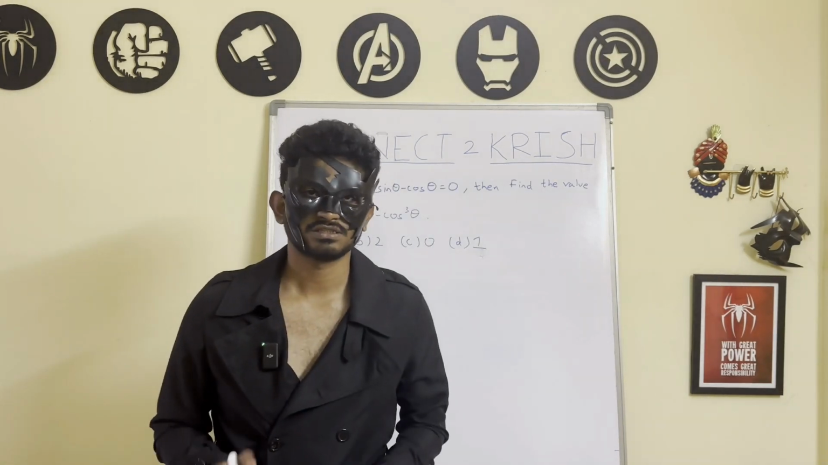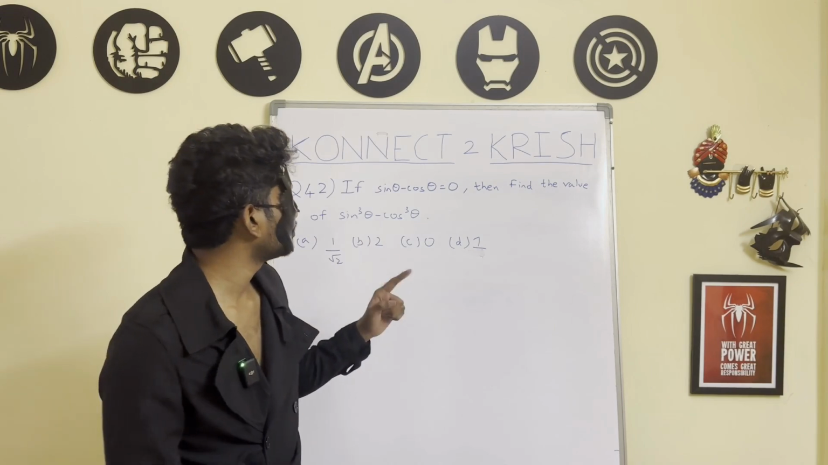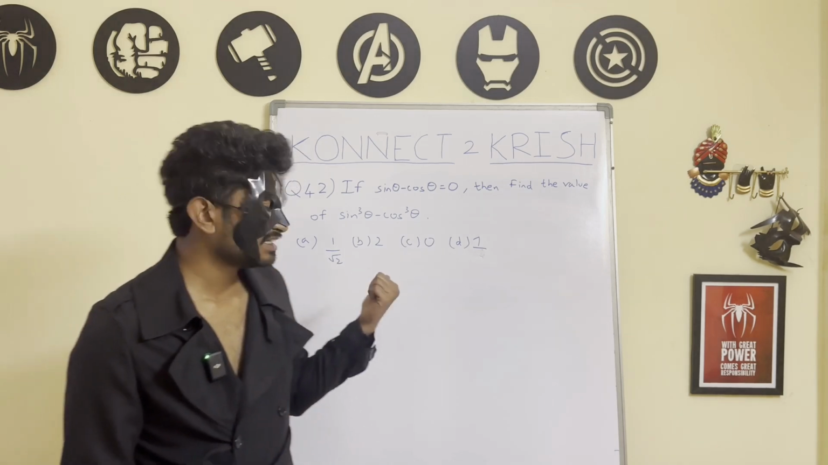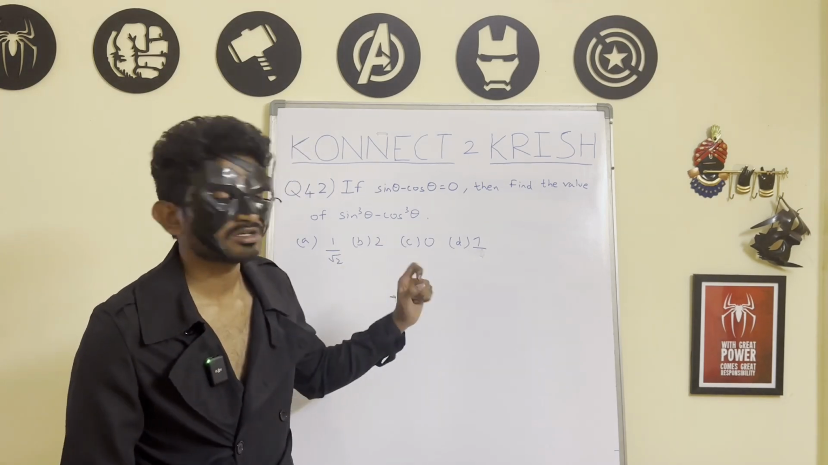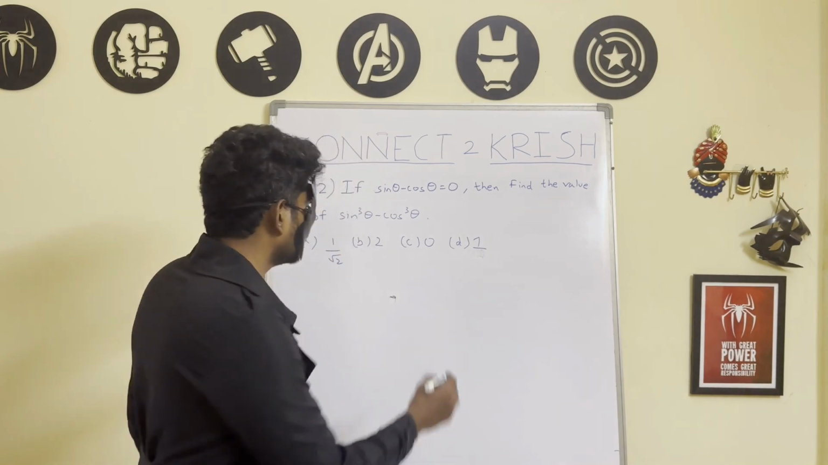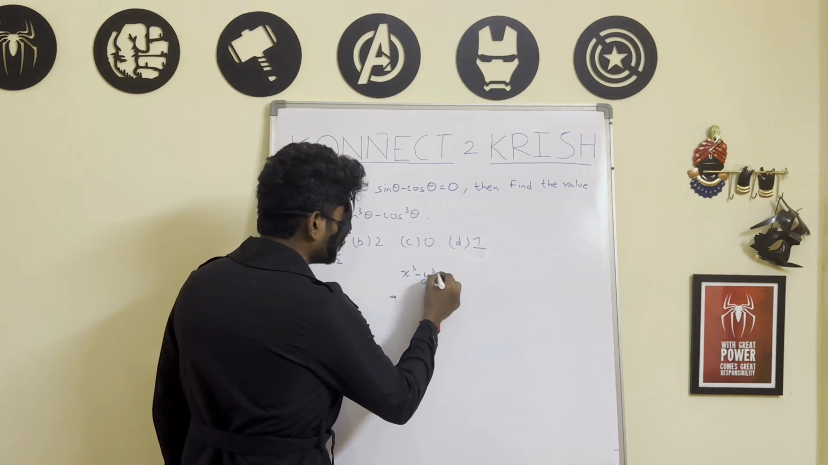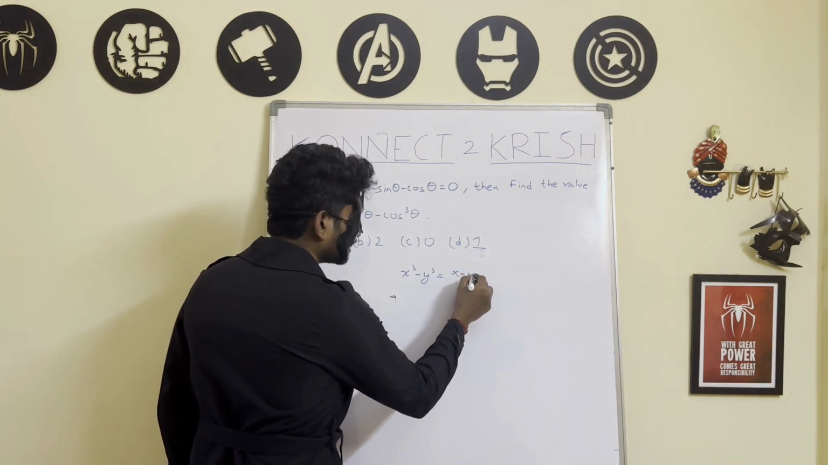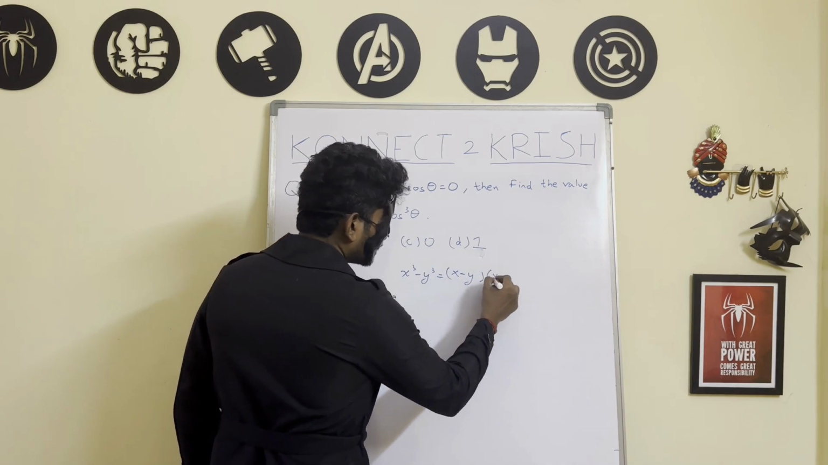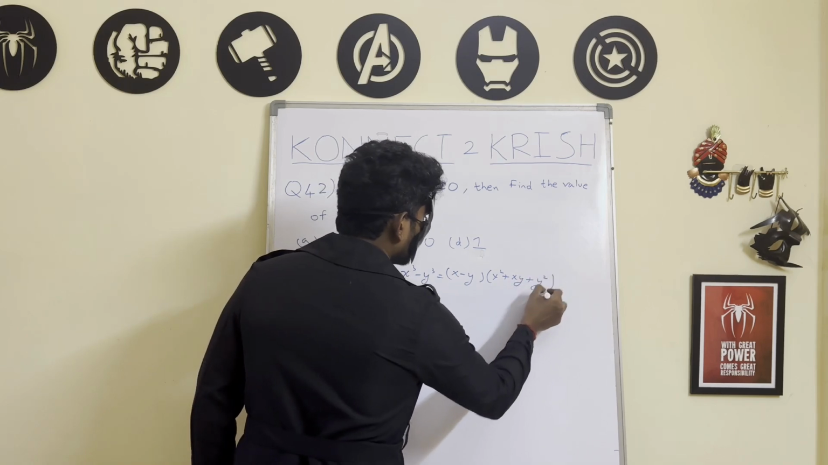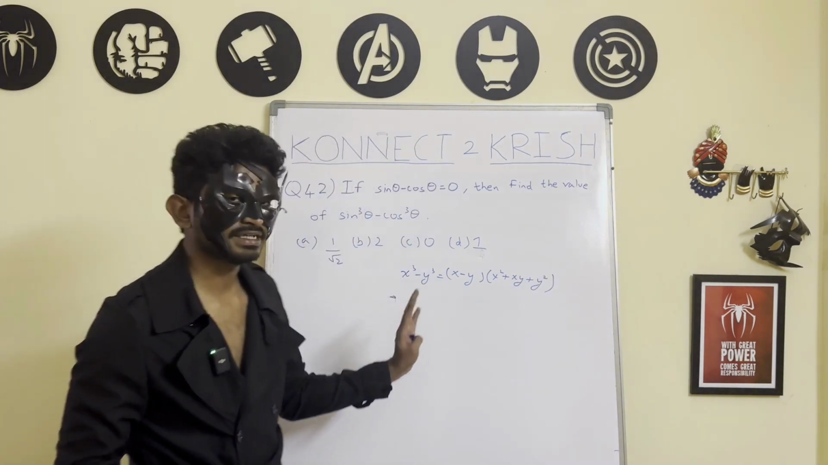So friends, next question is, if sin theta minus cos theta equals 0, then find the value of sin cube theta minus cos cube theta. Here in this question, you can solve without the identity also, but I'll teach you the identity. x cube minus y cube is equal to x minus y into x square plus xy plus y square. You need to remember this identity in the exam.